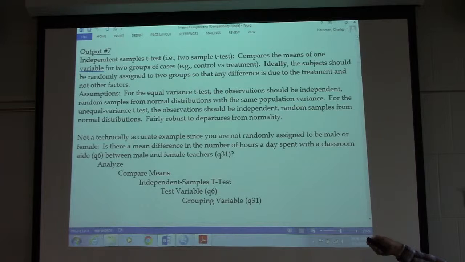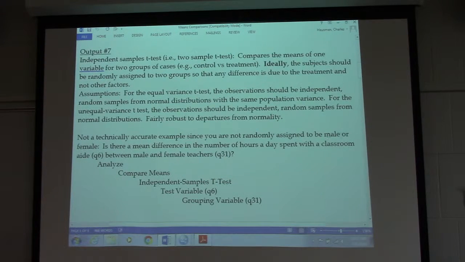So what I'm saying is, how many groups do I have? I have male and female teachers, 2 groups, independent of one another, and I have one dependent variable, number of hours a day they have a classroom aide in their classroom. So I have 2 groups, 1 variable, so I know I'm going to run an independent sample t-test.